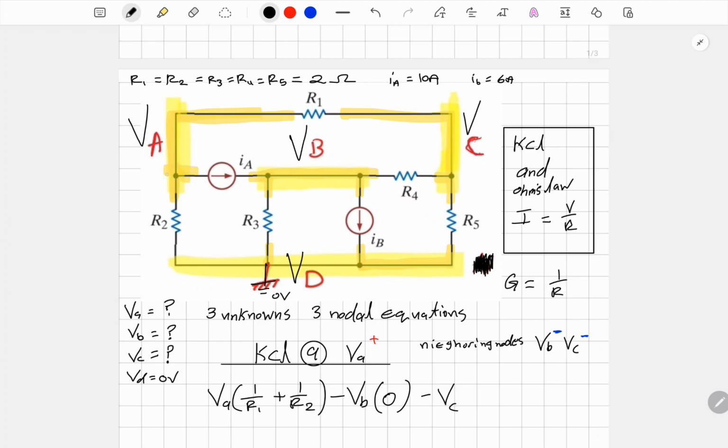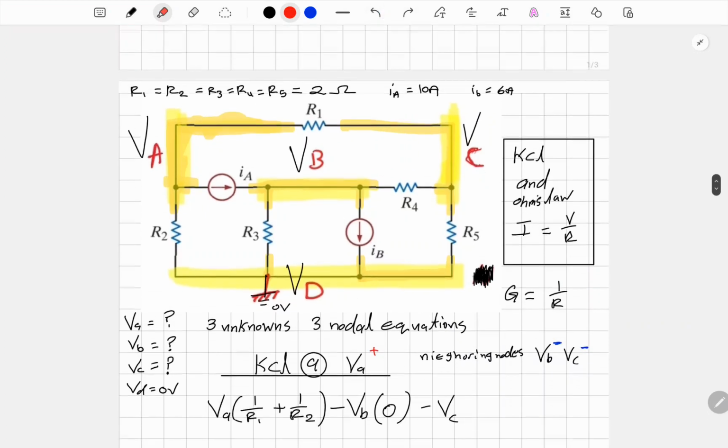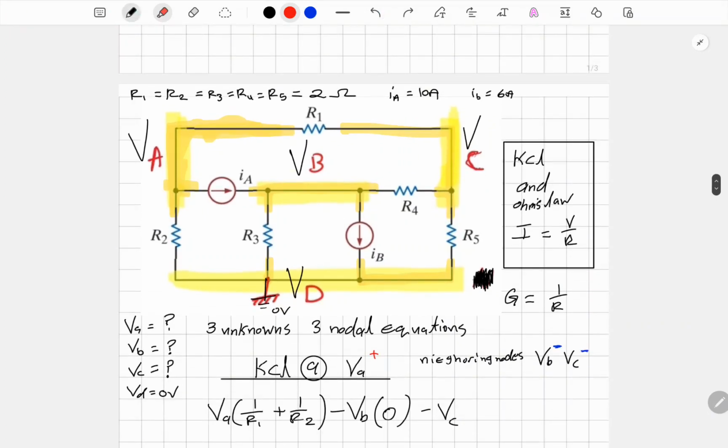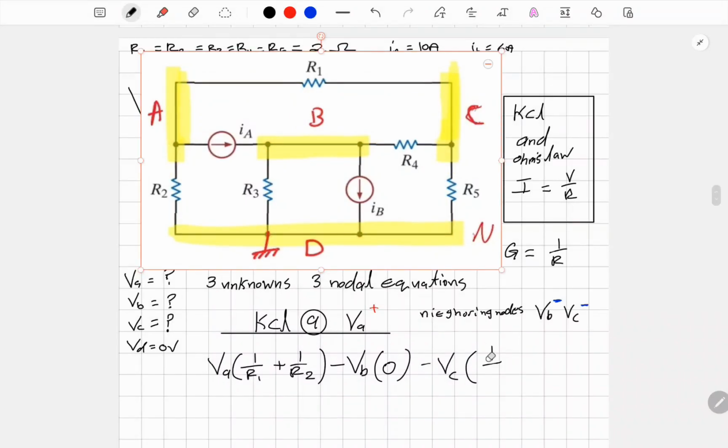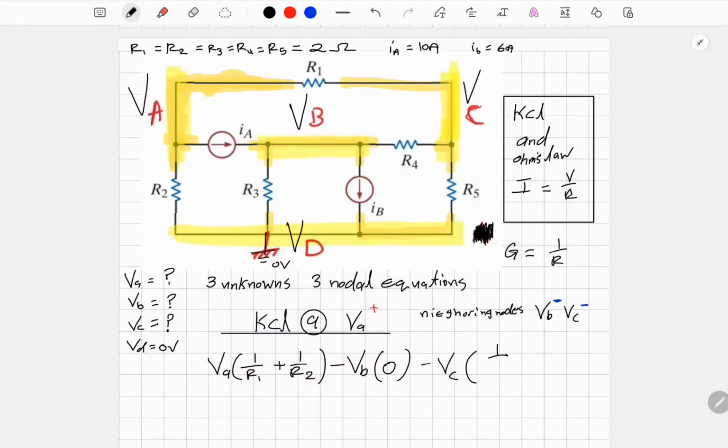And I'm going to be looking at any resistors connected to VA or VC. Yeah, there is actually. There is R1. So that's going to be included in my equation. So minus VC and 1 over R1.